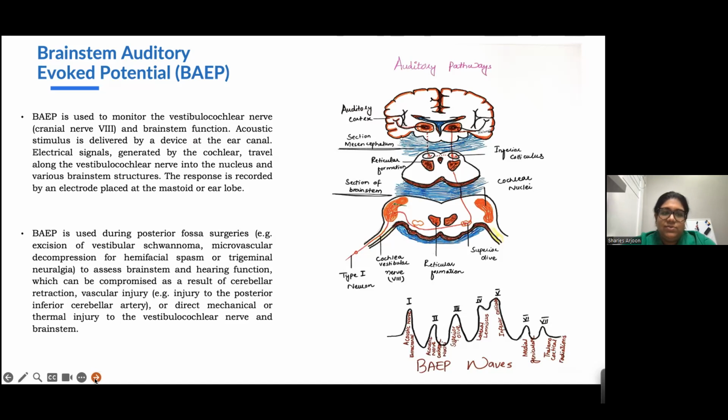BAEP is used during posterior fossa surgeries, for example excision of vestibular schwannomas or microvascular decompression for hemifacial spasm or trigeminal neuralgia, to assess brainstem and hearing function, which can be compromised as a result of cerebellar retraction, vascular injury, for example injury to the posterior inferior cerebellar artery, or direct mechanical or thermal injury to the vestibulocochlear nerve and the brainstem.